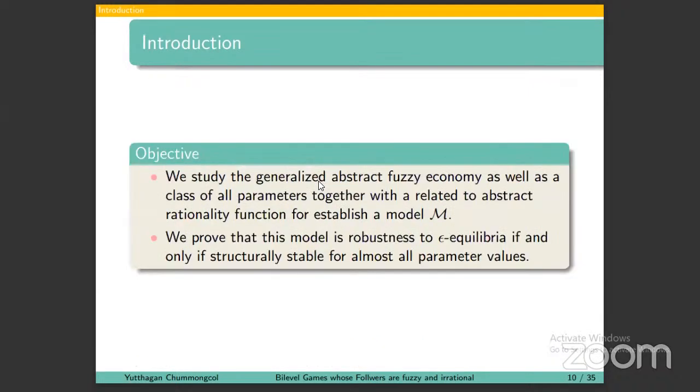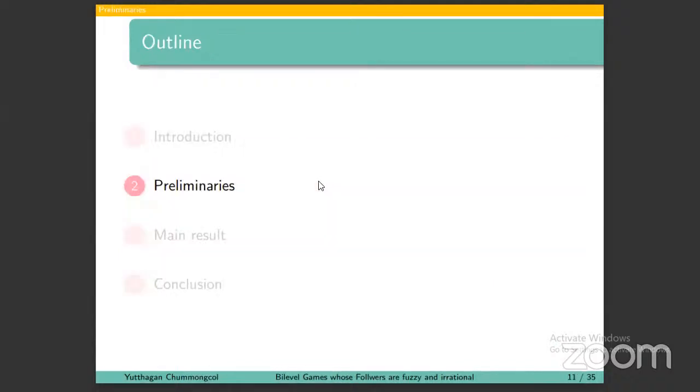This is the objective of this work. The first is we study the general fuzzy economy as well as a class of parameters together with the related abstract rationality function to establish model M. And we prove that the model M is robust to epsilon equilibrium if and only if it is structurally stable for almost all parameter values.